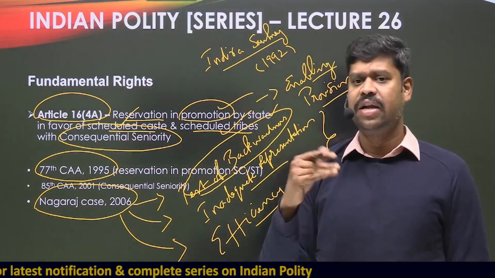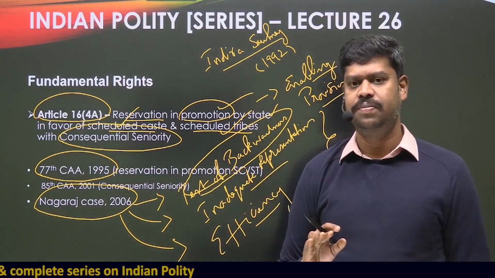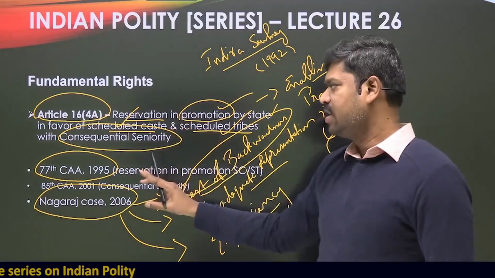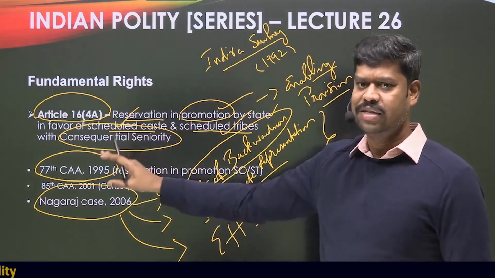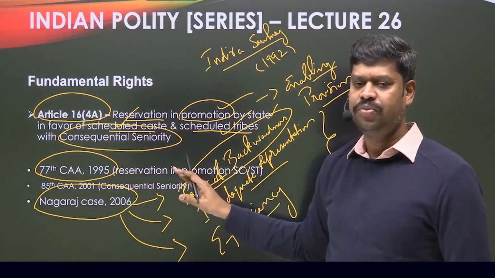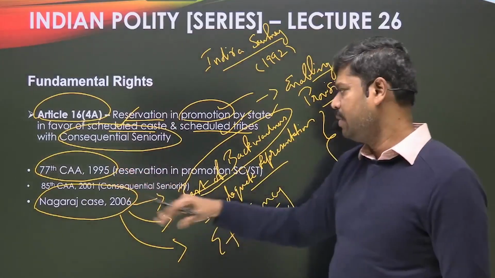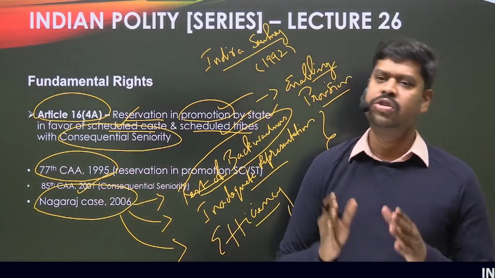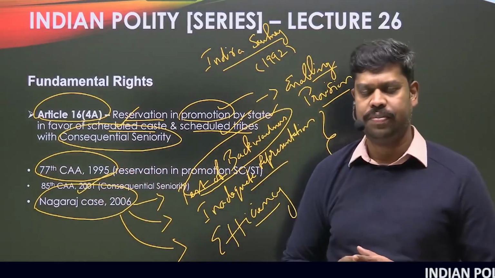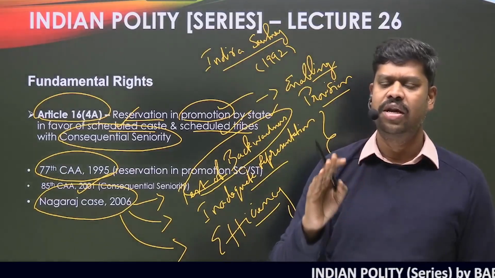So first, when Article 16 Clause 4A was inserted, there was no principle of consequential seniority. They only brought in reservation in promotions for the scheduled caste and the scheduled tribe by the 77th Constitutional Amendment Act. Subsequently, the same article was amended, and by the 85th Constitutional Amendment Act in 2001, consequential seniority was also brought in. So what is this consequential seniority? The concept is very simple.